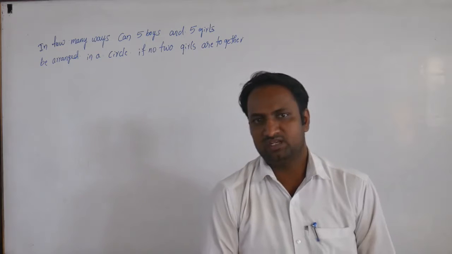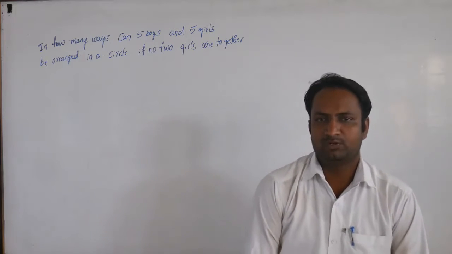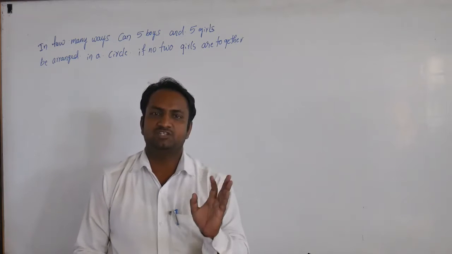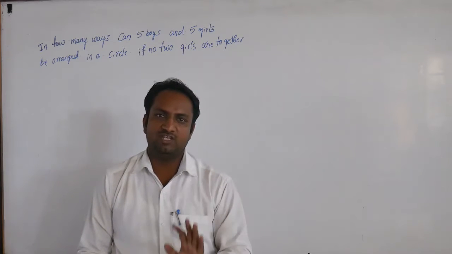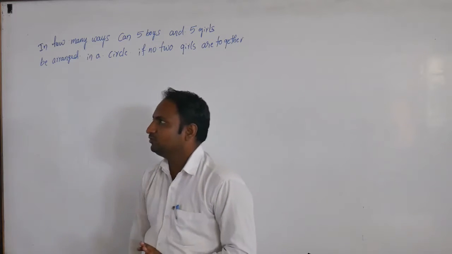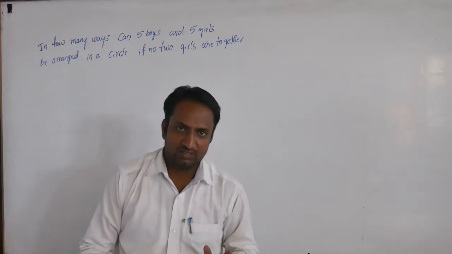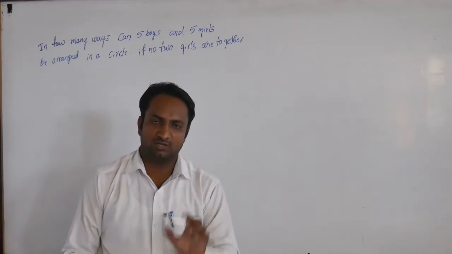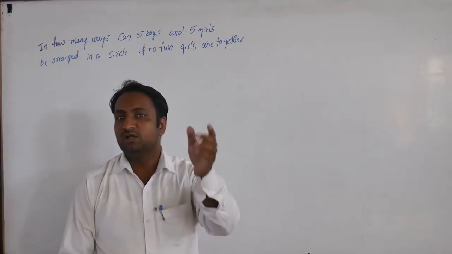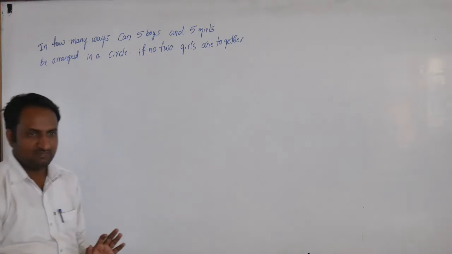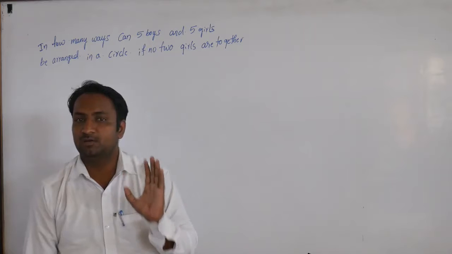In previous classes we defined circular permutation. Permutation means an arrangement of things, and a combination means a selection of things. Circular permutation is a part of permutation.